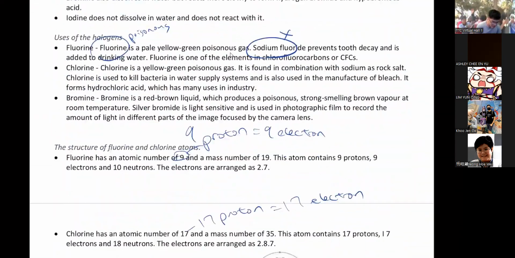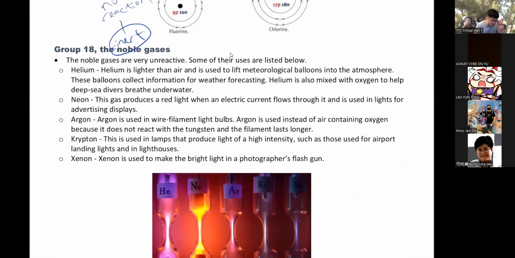All these things, they are very, very chill. No reaction at all. So as you can see, the noble gases are very unreactive. 没反应, nothing. They will not burn, will not catch fire, will not react with anything. They will just chill. So very unreactive.